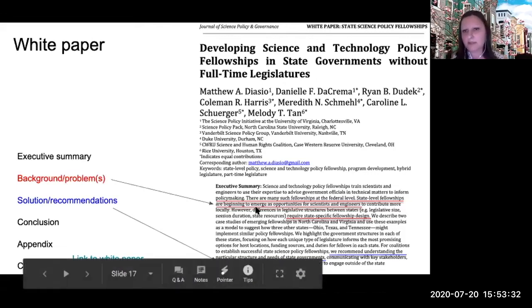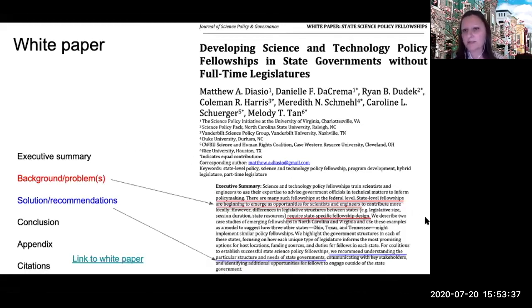And again, similarly, you would have an executive summary. You would talk about the background. So here in this case, the background and the problem are sort of together. The background is that there are many state fellowships. They are beginning to emerge as more opportunities for scientists and engineers locally. But the problem is that they require state-specific fellowship design, and so there's still variability among them. There's going to have to be regulation at the state level of each fellowship, et cetera.